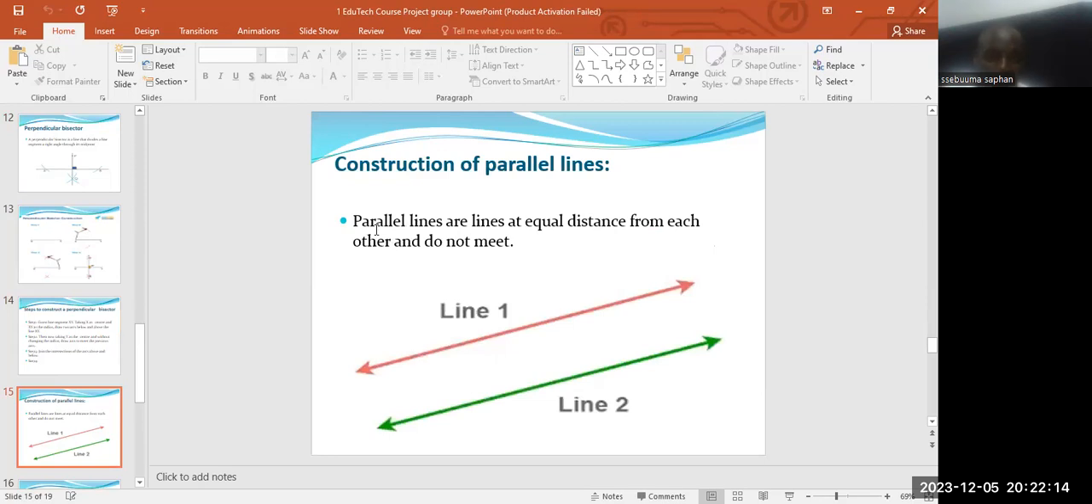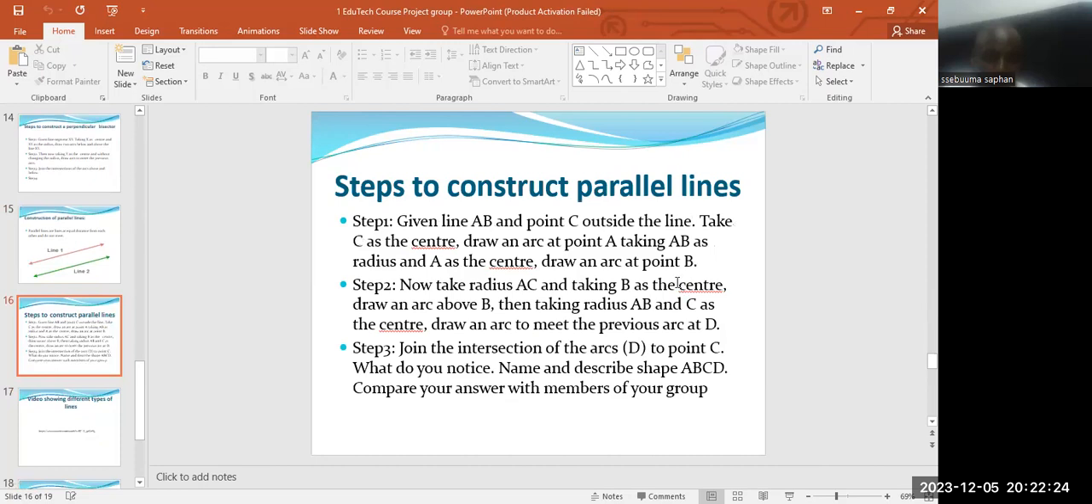So we have also construction of parallel lines. As you can see, they can never meet, and they are at equal distance apart. So these are the steps that we go through when we are constructing parallel lines, and we are going to go through them one by one. There are not very many steps. We have step 1, step 2, step 3.